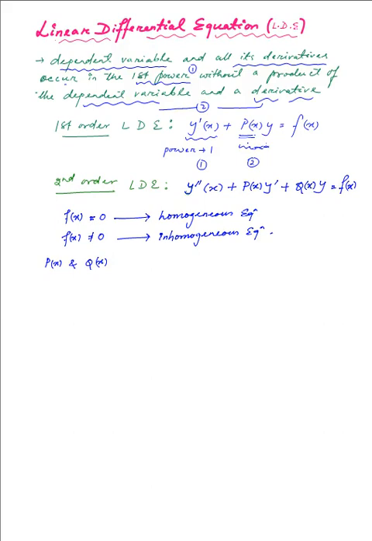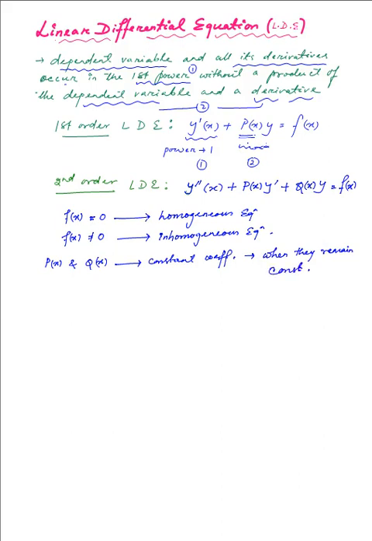Now because they are functions of x, they may vary with the value of x, and when they are varying with the value of x, they are known as variable coefficients. So they are constant coefficients when they remain constant, meaning the value does not change.